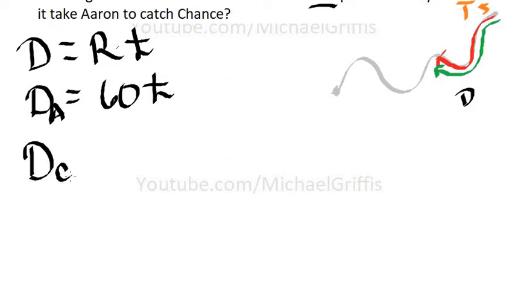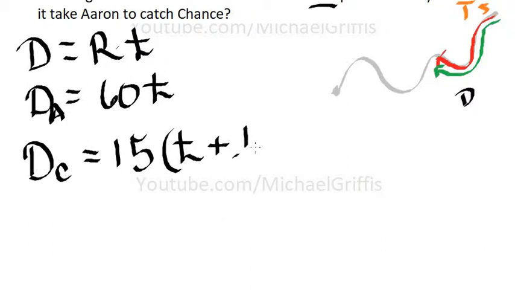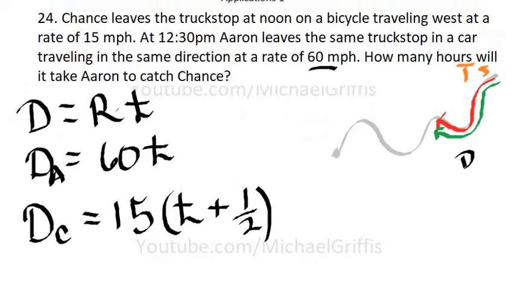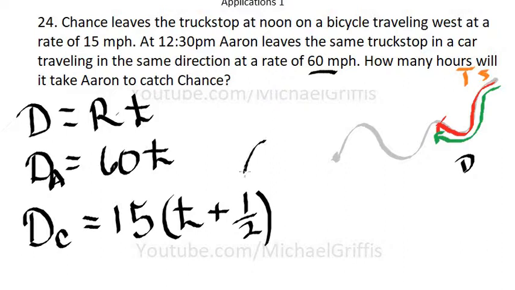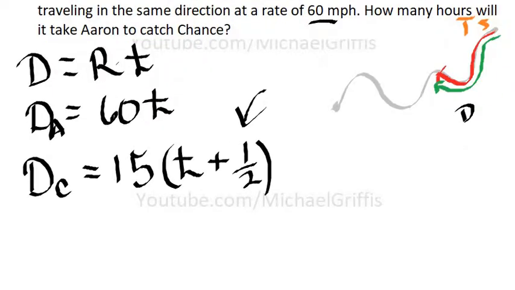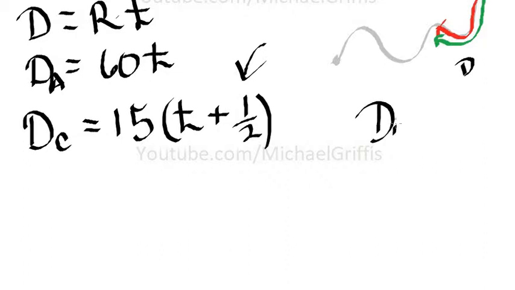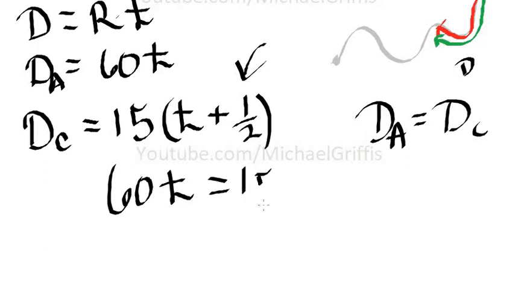The distance that Chance travels is equal to, he's going 15 miles per hour. Now the thing about Chance is he left a half hour earlier, so he has a half hour added to the amount of time that he spent traveling. See that? So this is the tricky part right here. Since they both traveled the same distance, we know that these two are equal, which means that we can set these equations equal to each other and simply solve for t.